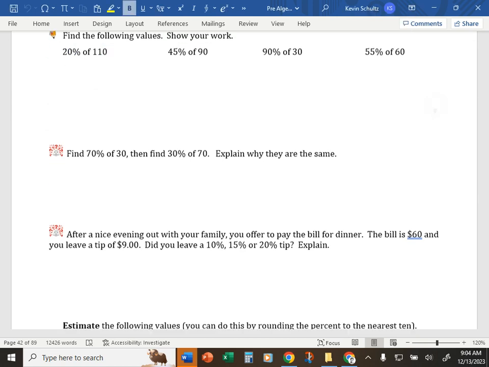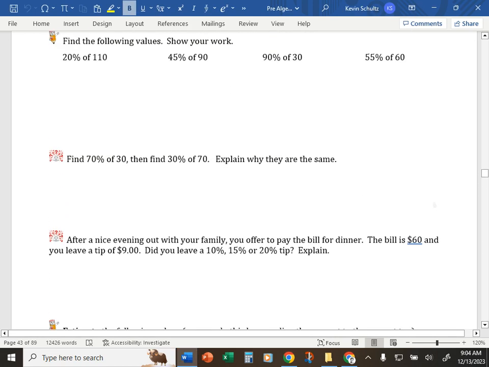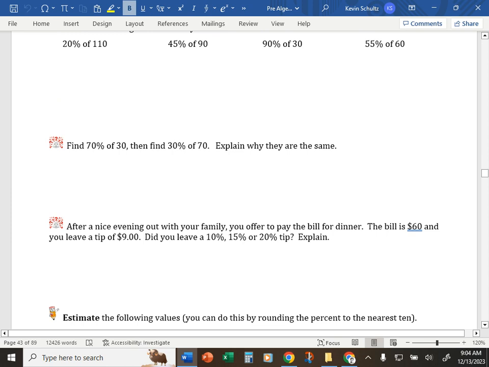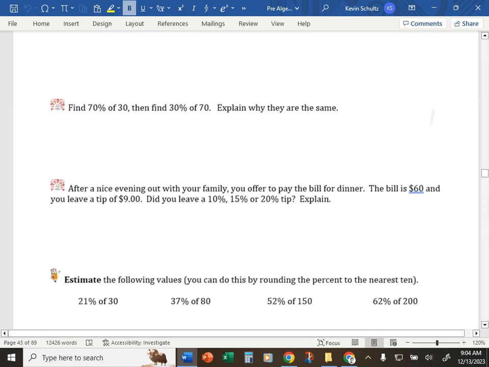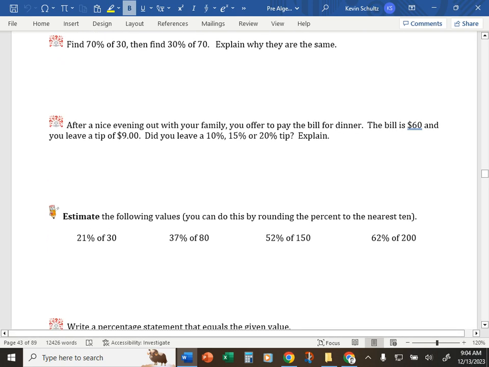Quiet, here we go. Your homework, the rest of the page, you've got those 4 there. You need to find the values, whatever method that you use. Show your work. That's the important piece. Then the brain buster here, it says find 70% of 30 and then find 30% of 70. Explain why they are the same. After a nice evening out with your family, you offer to pay the bill for dinner. The bill is $60 and you leave a tip of $9. Was that $9 a 10%, 15%, or 20% tip? And explain how you found it.